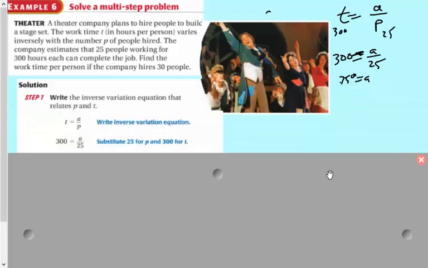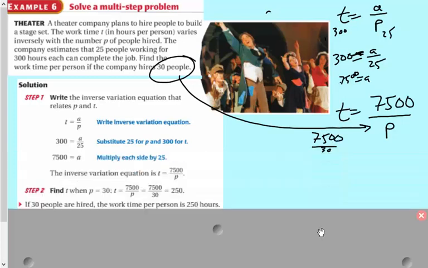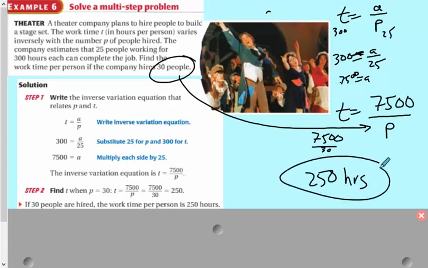Now what I'm going to do is write my equation. So this is the actual equation. Now they're telling me, what if we have 25 people? Or no, sorry, 30 people. So we're plugging 30 in for P. So 7,500 divided by 30. And that's going to tell me how many hours. So 250 hours per person, and that would be your answer there.